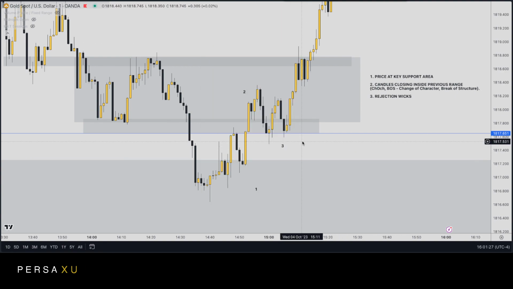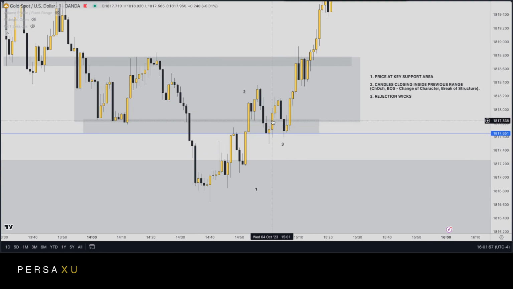Now these wicks come out in logical areas, right? Notice I'm not talking about these little wicks, I'm talking about wicks that are showing me something at an important and logical and, I guess, sensitive area where it happens to be the break of structure and the fact it's respecting that support. Okay, and this could have been number 4.